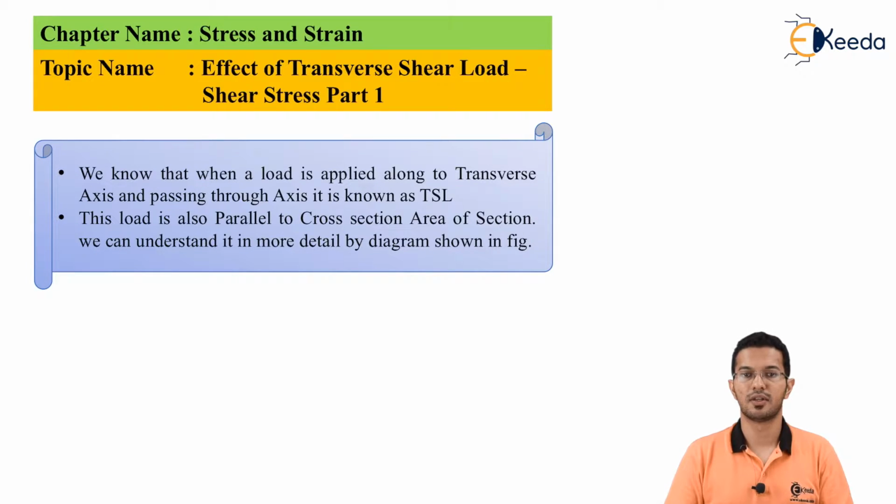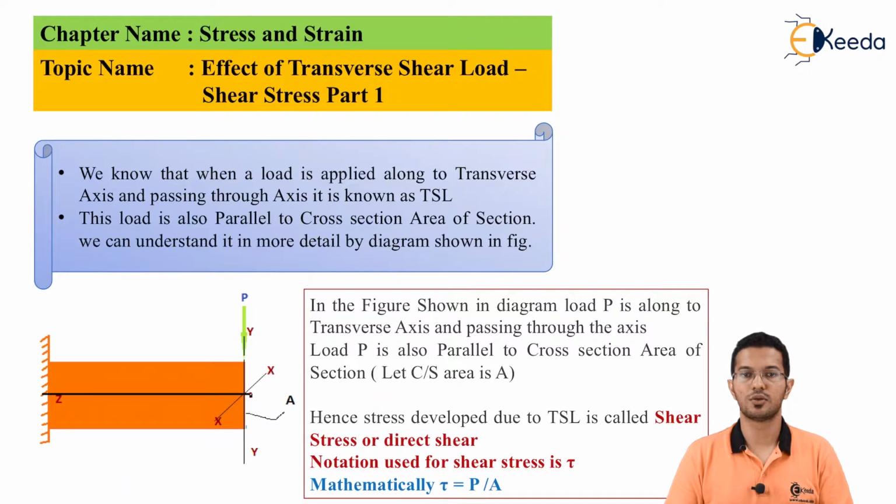We know that when a load is applied along a transverse axis and passing through the axis, it is called TSL. This load is also parallel to the cross-sectional area of the section. We can understand it in more detail by the diagram shown in the figure. In the figure shown, the load P is also parallel to the cross-section. The area of the section, let it be cross-section area A.